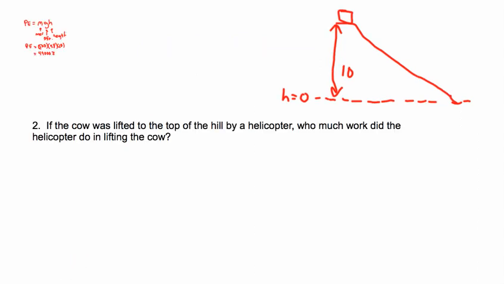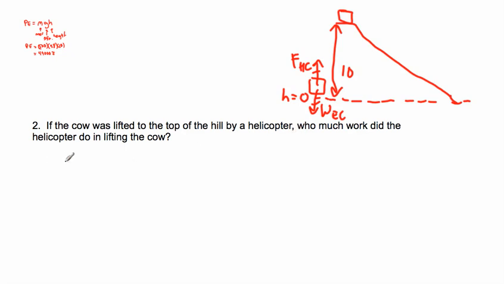Okay, so another question that we're going to look at here is how much work was done to get the cow to the top of the hill. And just for the fun of it, let's assume that there's a helicopter lifting the cow up to the top of the hill. So when the helicopter lifts the cow, say the cow starts down here, then the earth pulls down on the cow, and the helicopter pulls up on the cow, force helicopter on cow, and if it's going up at a nice steady pace, those two forces are equal, no acceleration.